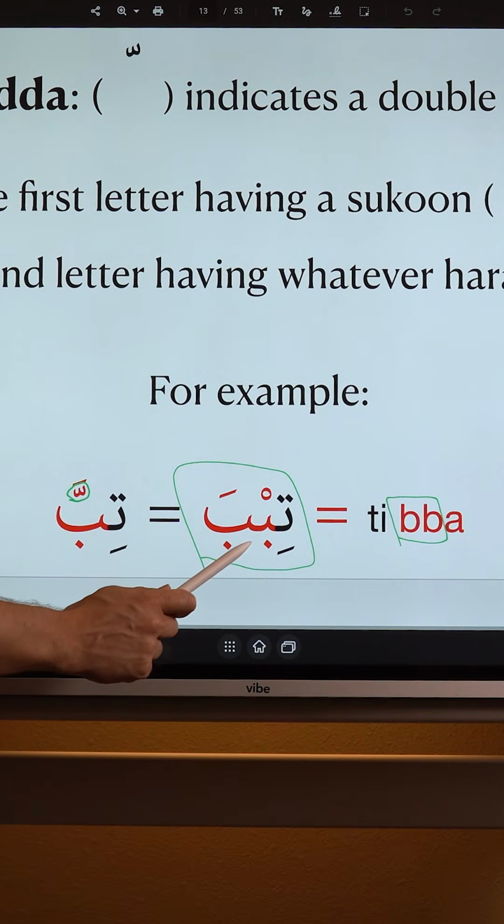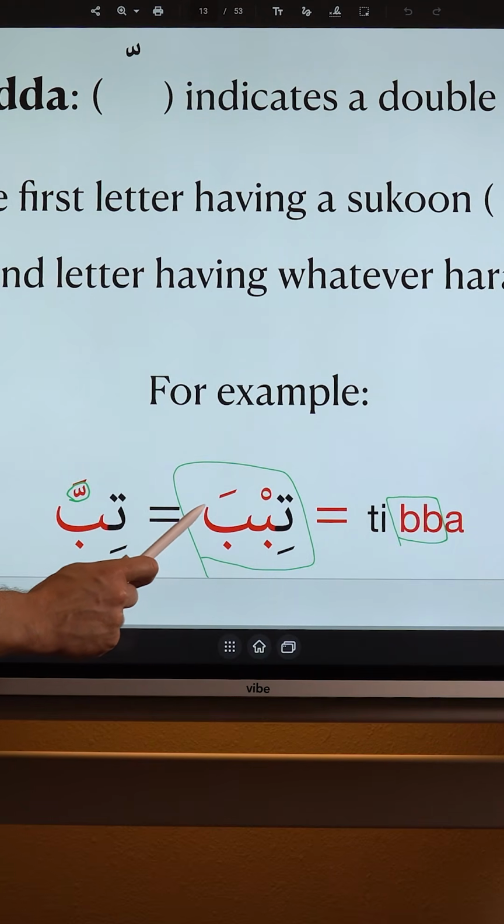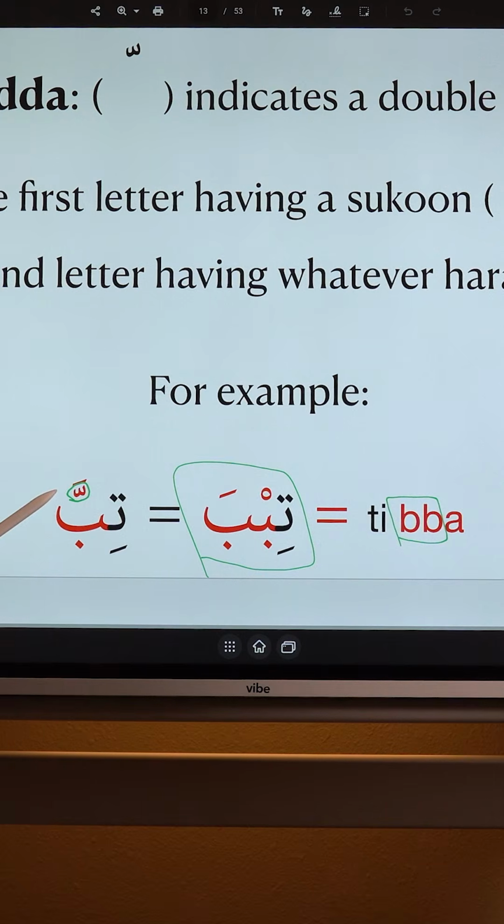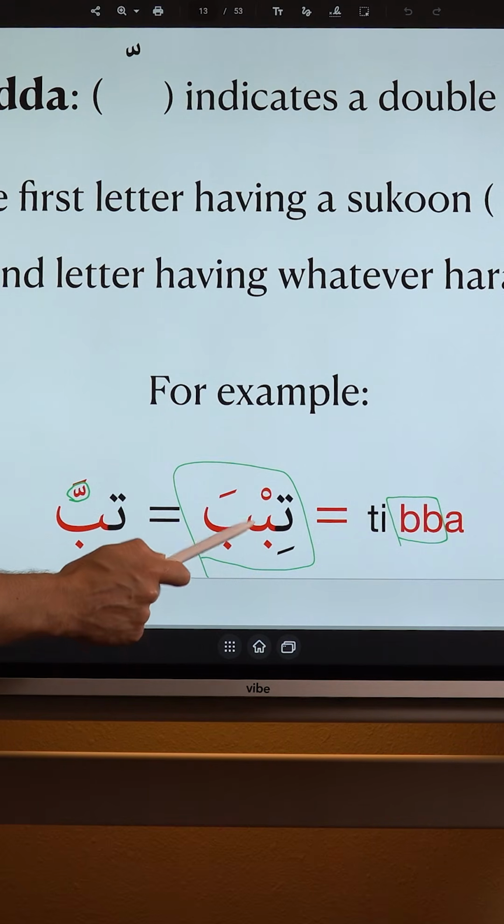So keep in mind, words are not going to be written like this. They're not going to be written with a double letter, one having a sukoon and the other taking a haraka, but rather it's going to be written with a shadda, representing that there's a double letter, the first of which takes a sukoon.